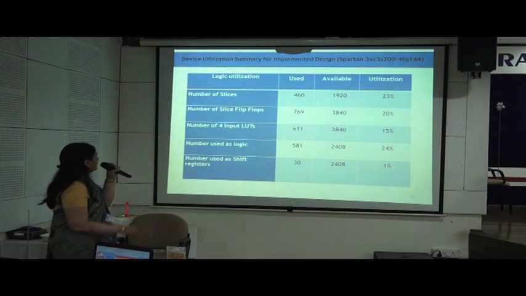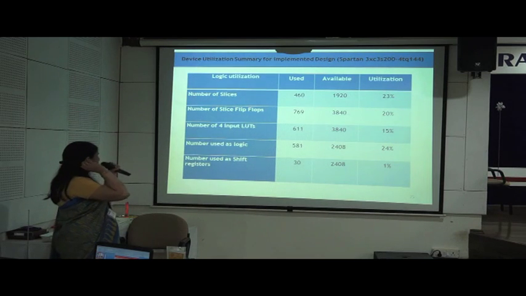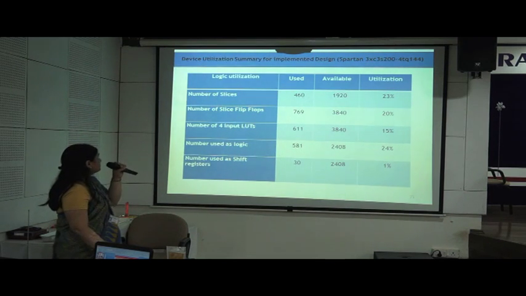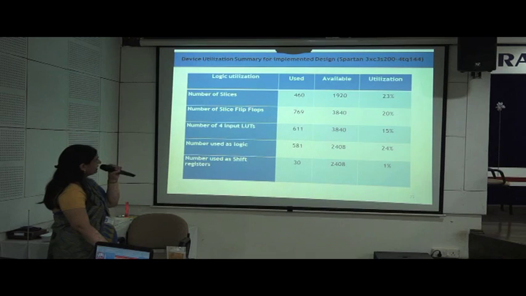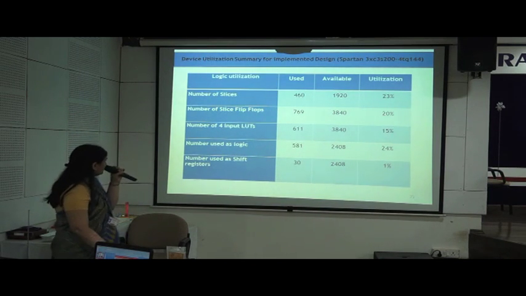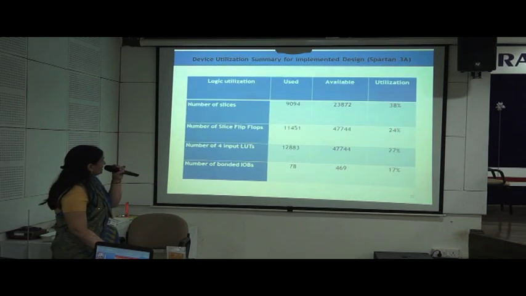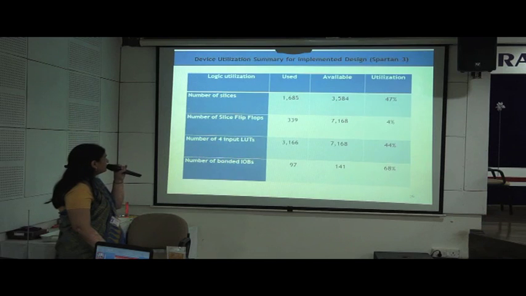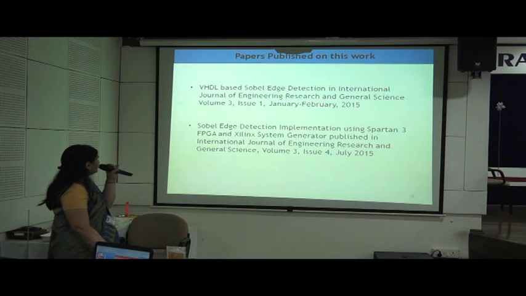Then after hardware implementation, this was the device utilization summary for Spartan 3XE 3S200, which gives the utilization, that is number of slices 23%, number of slice flip-flops 20%. The same device utilization summary was compared with the works earlier done with Spartan 3 and 3A kits, wherein we could find that this utilization was lesser than these works. Then these are the papers published on this work.